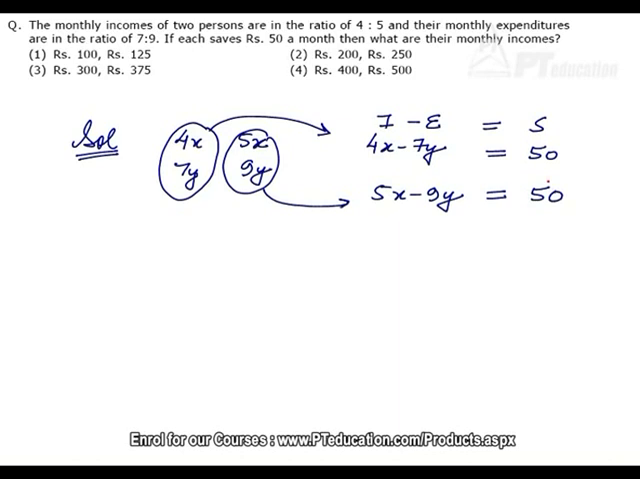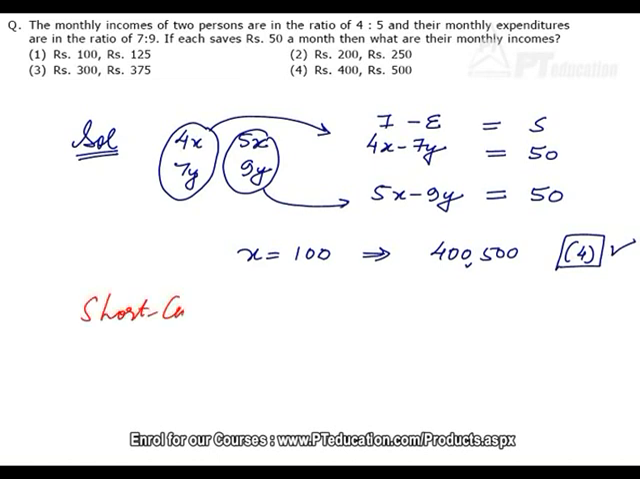What are the two equations? See the notepad carefully. 4x minus 7y is equal to 50. And 5x minus 9y is equal to 50. The moment you solve it, you get x equal to 100, and from there you can get the incomes as 400 and 500. So option number 4 is correct. This is the regular method, but it takes time.